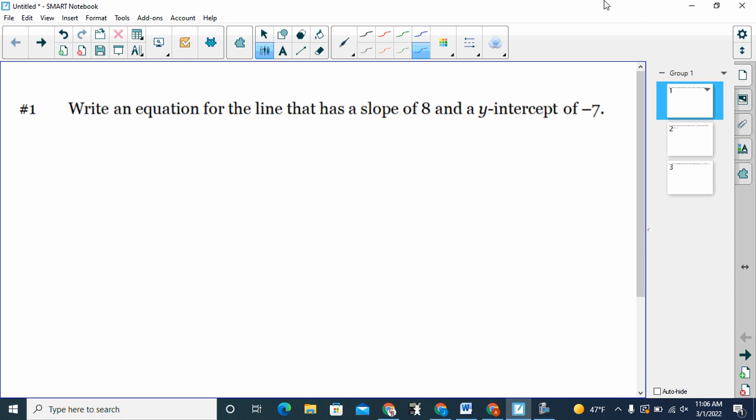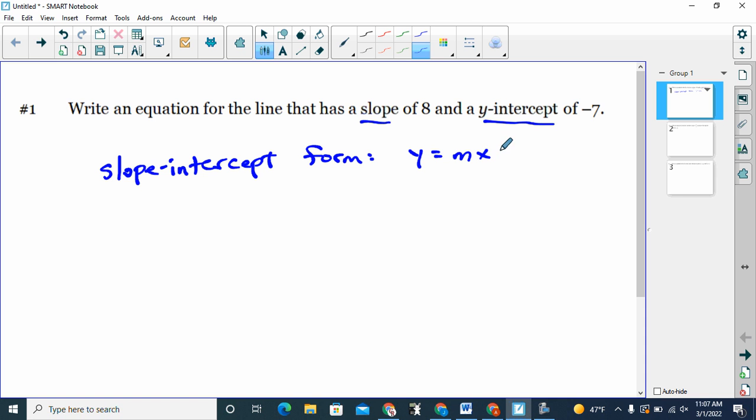So question number 1 asks us to write an equation for the line that has a slope of 8 and a y-intercept of -7. We need a slope of 8 and a y-intercept of -7. So because I have the slope and the y-intercept, we are going to start with slope-intercept form, which is y equals mx plus b. Y equals mx plus b is slope-intercept form.